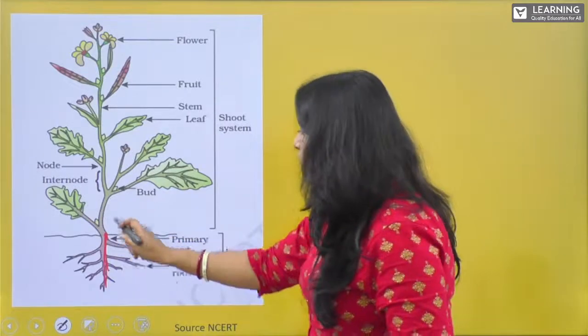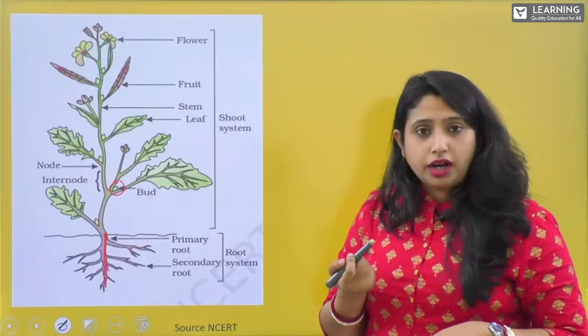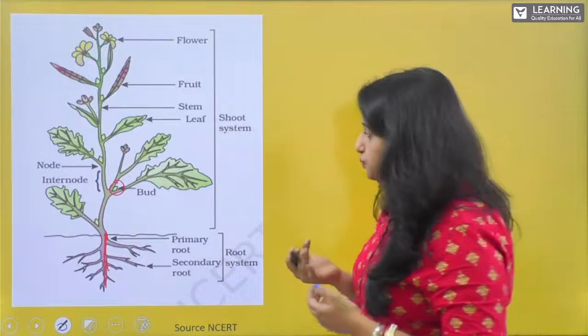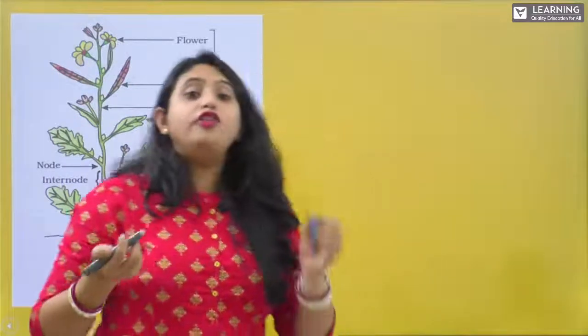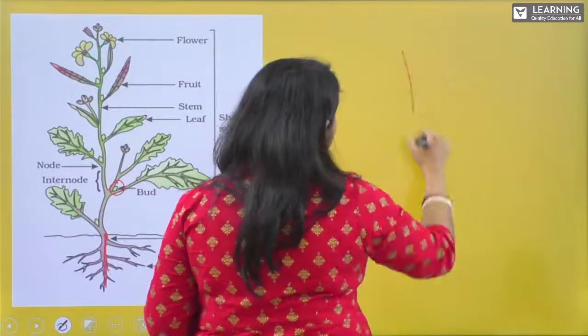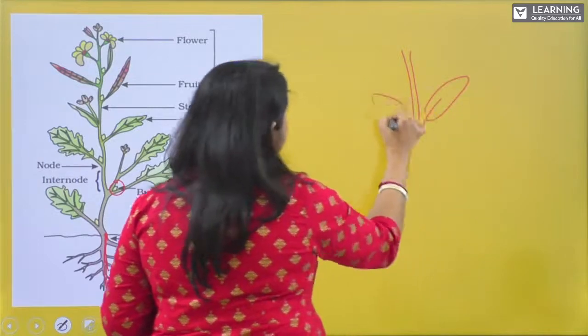So this is the primary root, and this is the bud. And from the bud, what happens? From the bud, a flower is produced. So this is the node. I will show you what the node is. From a single node, the leaf comes out. So this is a plant. This is the flowering plant.